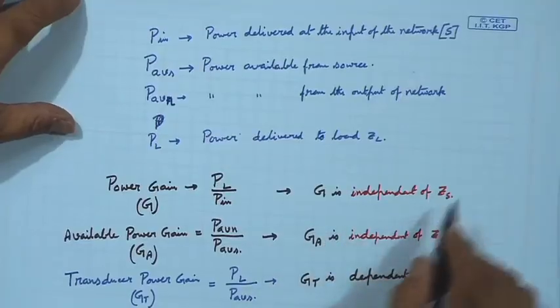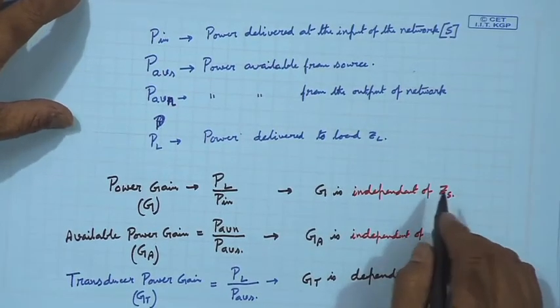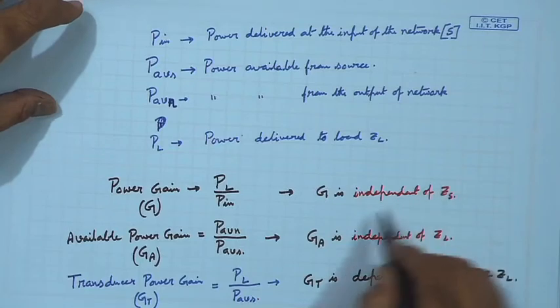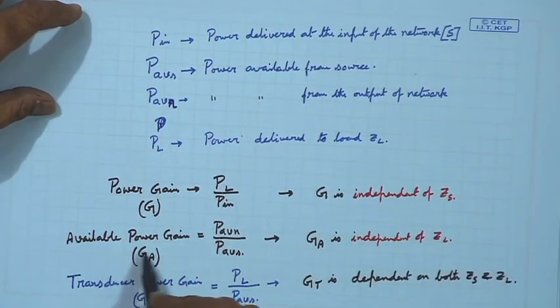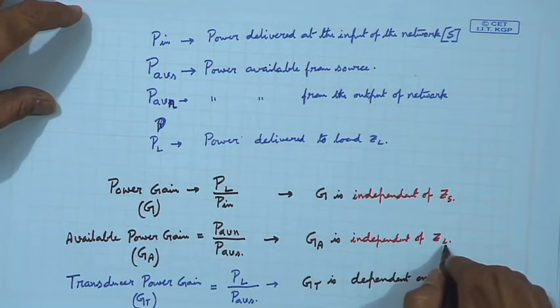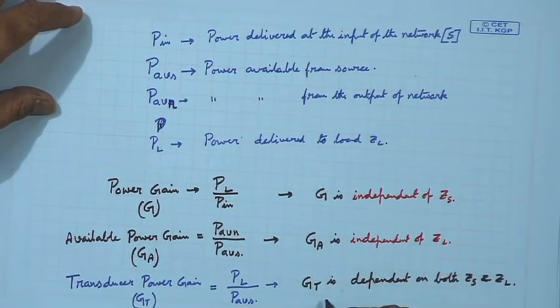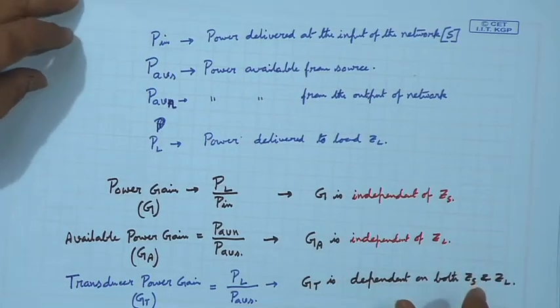Suppose I want to find out the effect on the gain of ZL, then I use this. What is the effect separately? If I want the effect on the gain of ZS, I use this. When everything is together, the final product is this one.